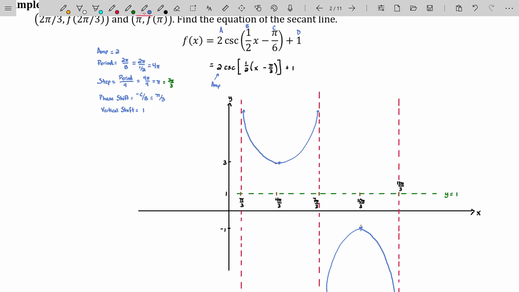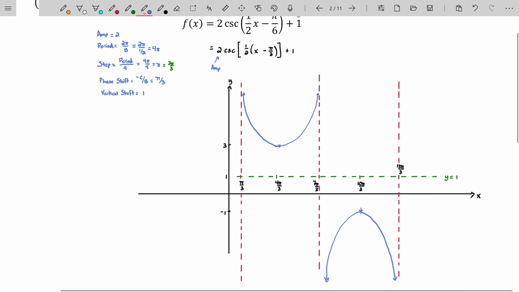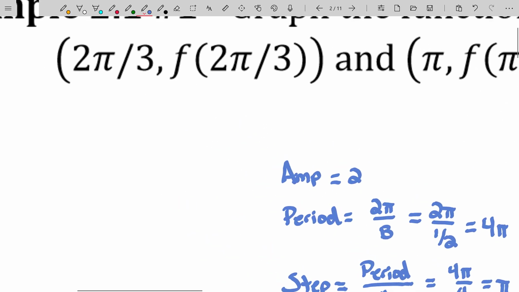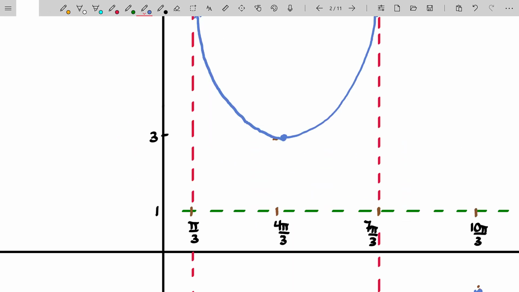Now we're asked to connect a couple points together that exist on this curve. One point is at 2 pi over 3, comma, f of 2 pi over 3. Well, 2 pi over 3 is roughly, and I'll do this in red, around here, comma, f of 2 pi over 3. So I'll just write that in here, 2 pi over 3. Oops, that was supposed to be a pi there. All right, so that's our first point.